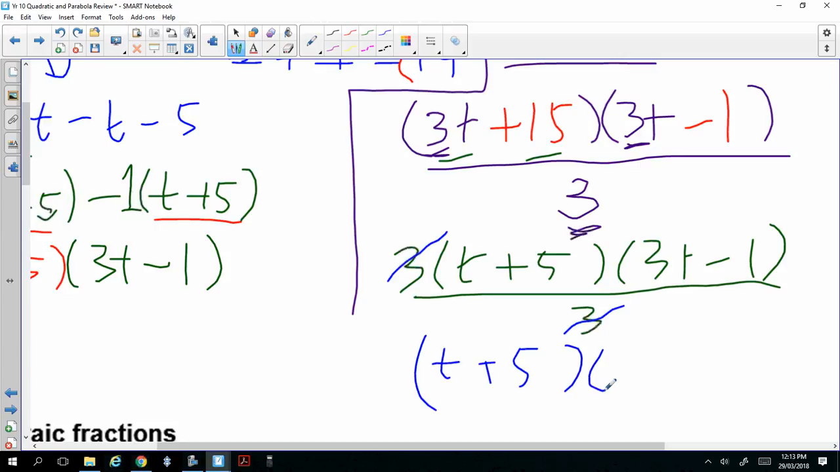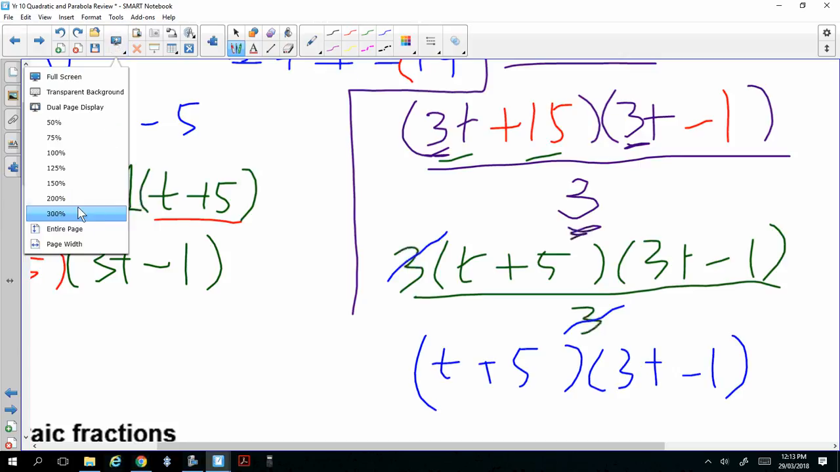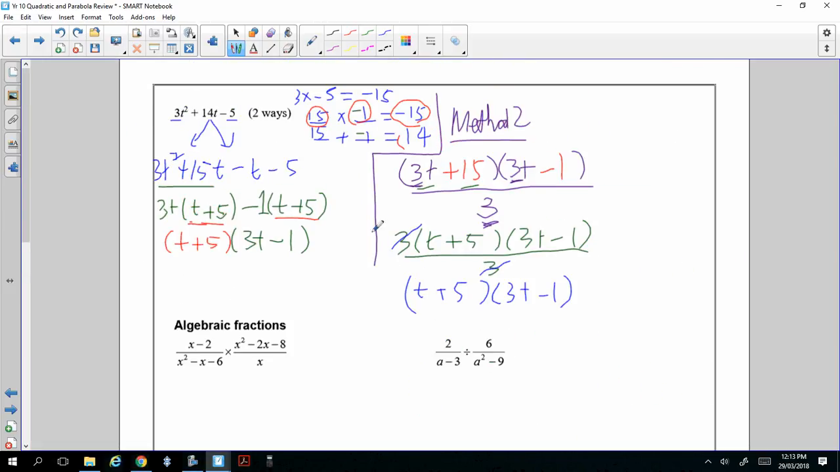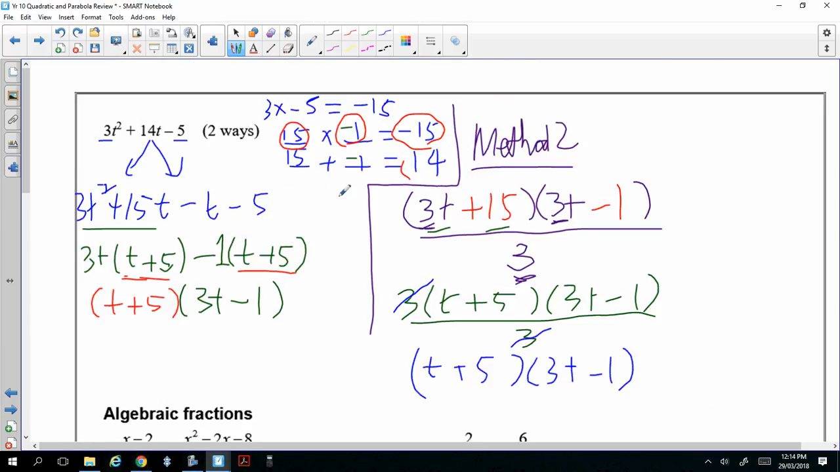And there's the last way, this is just the cross method, but maybe you don't have to learn it. You only have to learn one way, either this way or that way. Some of you may prefer this, some of you may prefer that. Both have advantages and disadvantages. I think maybe method 2 is a little bit easier. Any questions? Otherwise, we're going to do algebraic fractions.